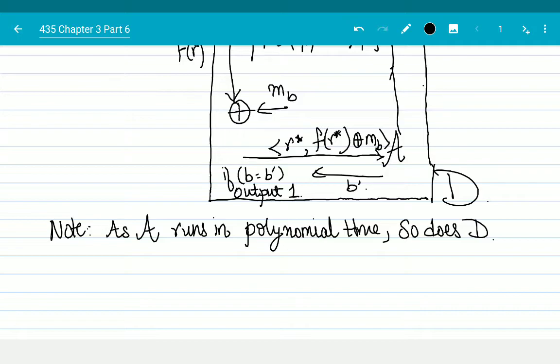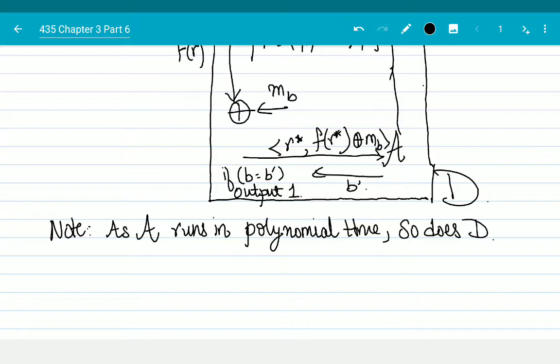There are some extra steps that are being done, which are queries to the oracle O and queries that A does to D. Right? Now, because A runs in polynomial time, it can only make polynomially many queries to D. Okay?